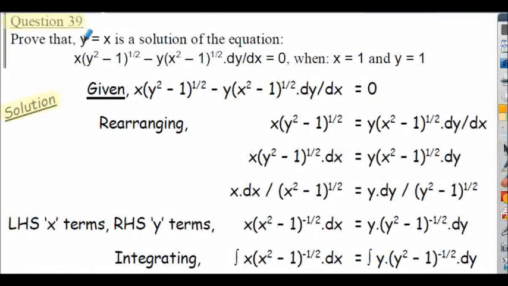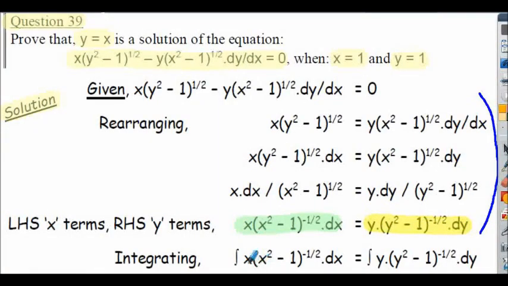So in this question we're asked to prove that y is equal to x given the equation shown here. And we're also given the initial condition when x is equal to 1, y is equal to 1. So we'll be able to find the constant of integration this time. I'll let you review the solution down to here. It's all basically algebraic manipulation. Get the x terms on the left hand side and the y terms on the right hand side. And at the bottom of the slide here we form the integrals shown here.